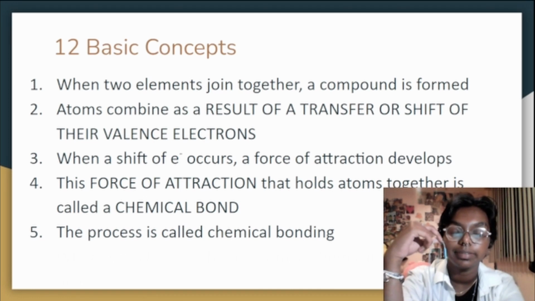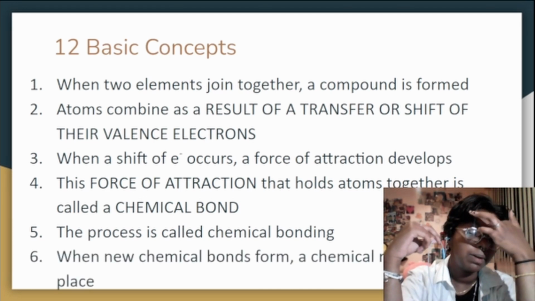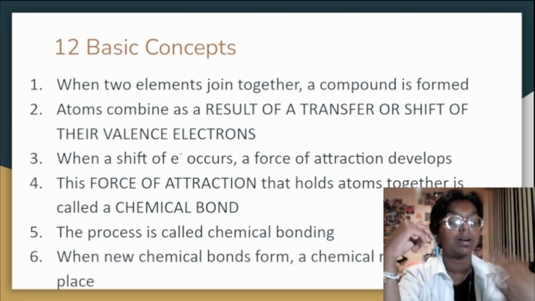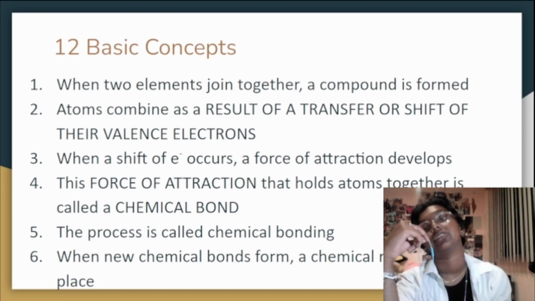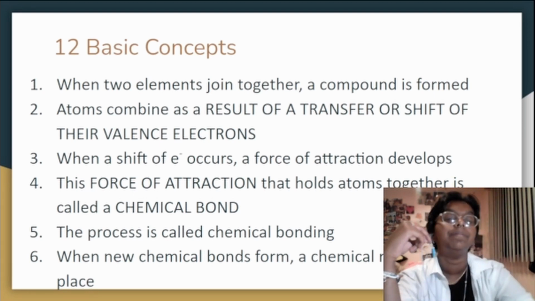And then when chemical bonds form, a chemical reaction has to take place for the chemical bond to form. Okay?